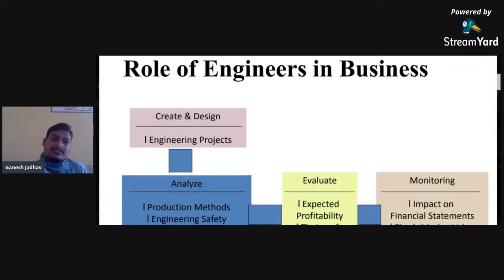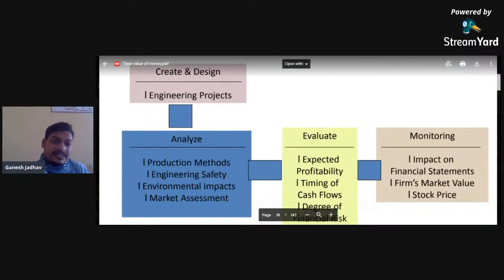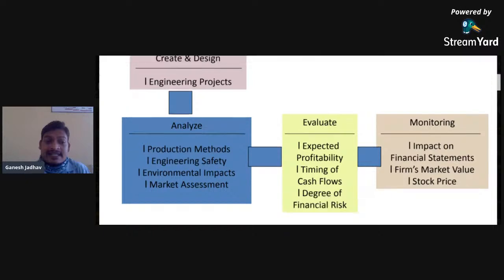First one is create and design: I engineer a project. And the first step is to analyze. Analysis means they completely know about that particular project, including the production method, engineering safety, environmental impact, or market assessment. So we can say future analysis about that and the product also.